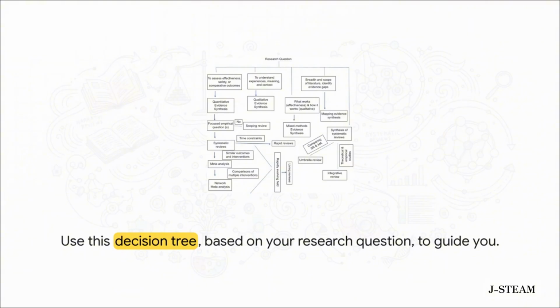And boom, here it is, your guide. Honestly, this decision tree is probably the most practical thing you'll get from our whole chat today. You start at the top with your research question. Let's say your question is about the effectiveness of something. You follow that branch right down to quantitative synthesis. And if it's a really focused question, boom, systematic review is your tool.